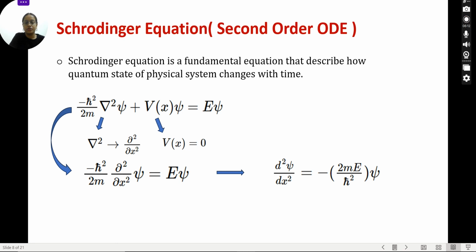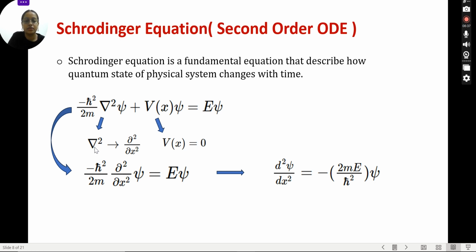The next thing is the Schrodinger equation. The Schrodinger equation is a fundamental equation which describes any quantum state of a physical system. So the general expression is shown here, where we can see that del square operates on psi, and here we have V(x) psi and E psi, where capital E is the energy of the particle.